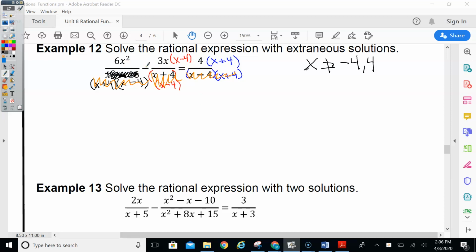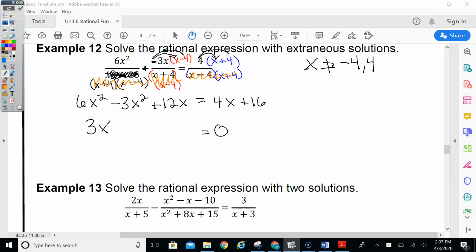Because it's a minus sign, I'm going to change it to adding by making the numerator negative. So I get 6x squared. Go ahead and distribute the negative: minus 3x squared plus 12x equals, distribute the 4 over here, 4x plus 16. So here, the x squareds are not going to cancel again, so I'm going to get all of them to one side, including these, so that it's equal to 0. So combining these together, I get 3x squared. Moving my x's to one side, so subtract 4x from the 12, and I get 8x. And then moving my 16, there's no constant over here, so the minus 16 just stays.